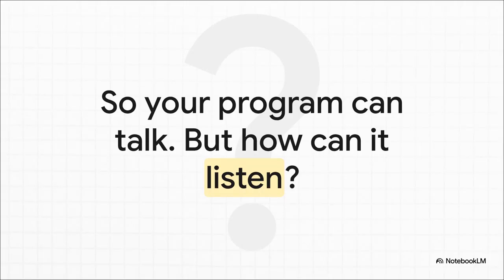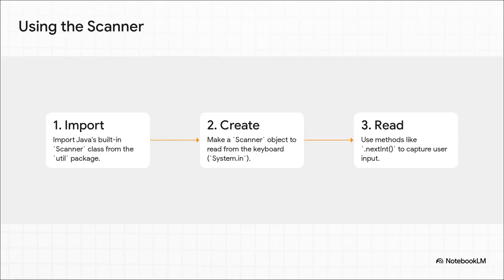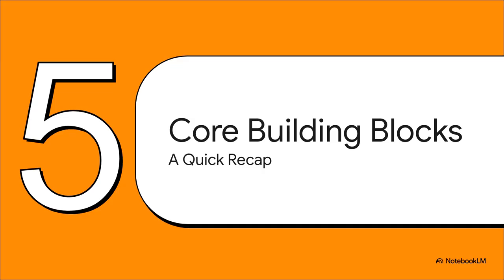Yep, it's the other half of the equation. Our program can talk, but how can it possibly listen? How do we ask the user, hey, what radius do you want for your circle? And then actually get their answer? In Java, the most common way to do this is with a fantastic tool called the Scanner class. And again, it's a simple little process. First, you import it, basically telling your program you want to use this tool. Second, you create a new Scanner object, and you tell it to listen to System.in, which is just a fancy programmer term for the keyboard. And finally, you just use its methods, like .nextInt to grab a whole number, or .nextDouble to grab a decimal. Simple as that.